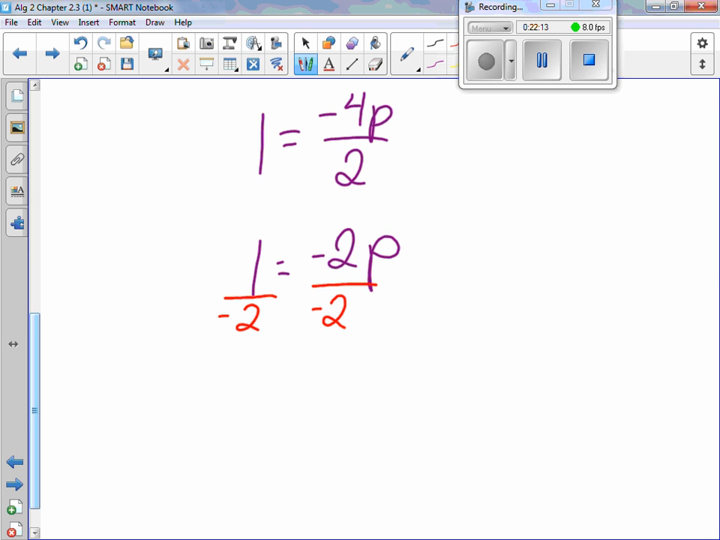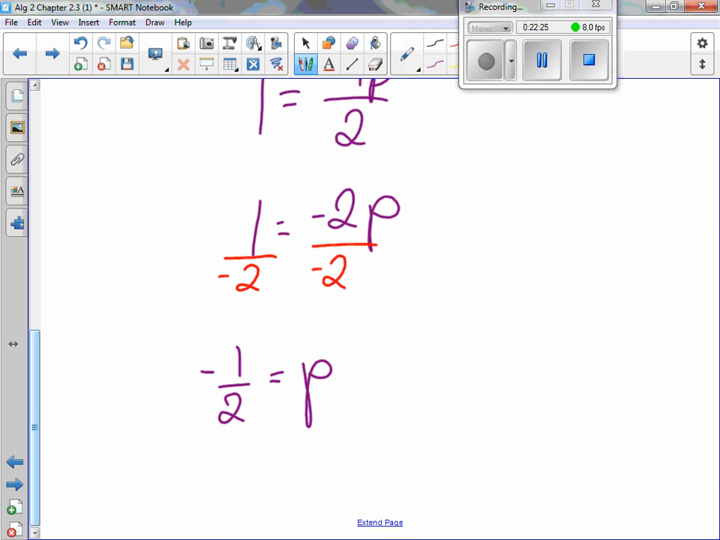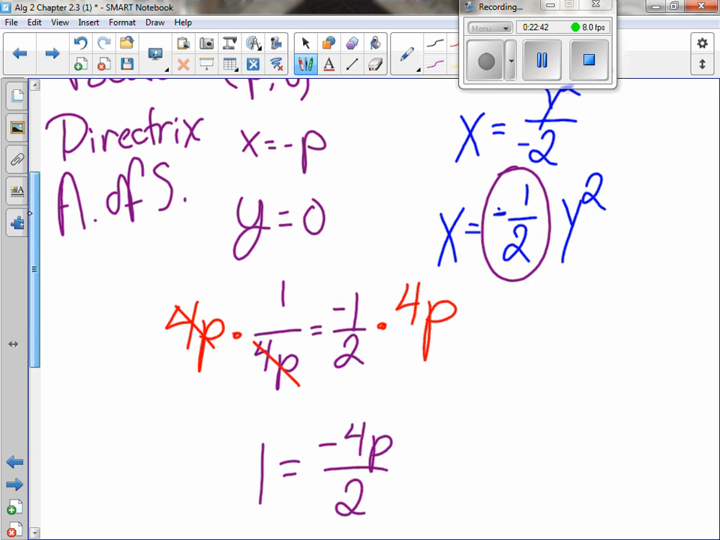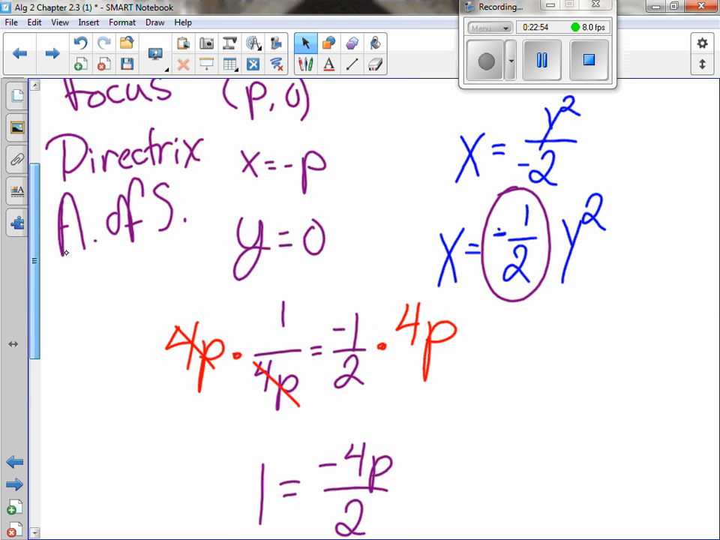We divide both sides by negative 2, and we get p is equal to negative 1/2. P is equal to negative 1/2. And we get this here. So since we have the value of p, we can come back up here and plug it in.